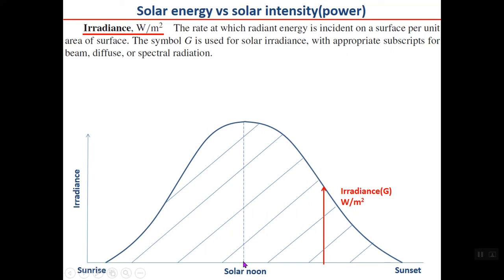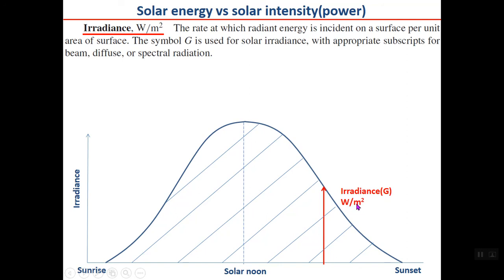Solar noon is not 12 o'clock, we will discuss that next week. It's the middle of the day, and as we know, the time of Azan, Zohr. And then it will decrease again to the sunset, where the solar intensity is zero. At each moment of time, the instantaneous value of the solar intensity is named irradiance. Please repeat, irradiance, okay? In this book, we will show irradiance by G.